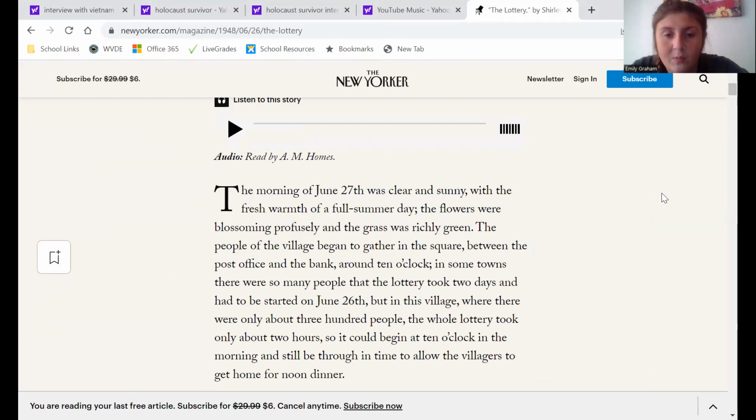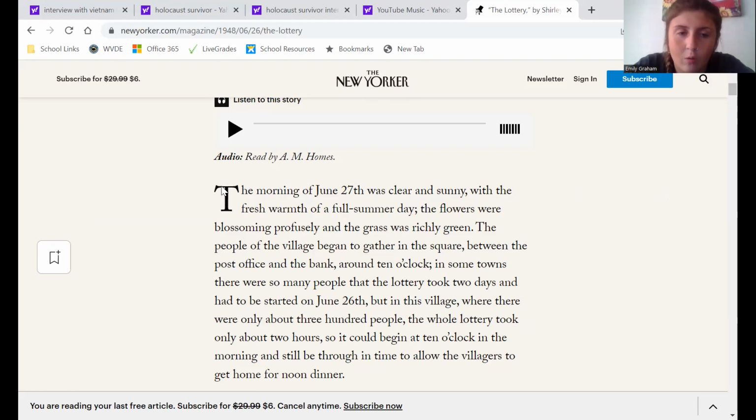The people of the village began to gather in the square, between the post office and the bank, around 10 o'clock. In some towns, there were so many people that the lottery took 2 days and had to be started on June 26th. But in this village, where there were only about 300 people, the whole lottery only took about 2 hours. So it could begin at 10 o'clock in the morning and still be through in enough time to allow the villagers to get home for dinner.